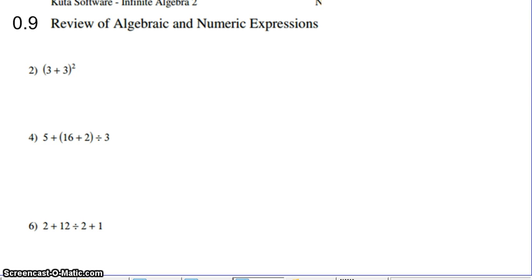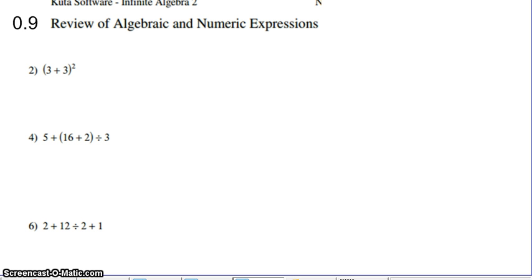Alright, but I want you to copy down and take notes on, as I explain, how to go over these algebraic and numeric expressions. Okay, again, this is just review. You're going to be taking your second quiz and last quiz from this unit in a couple days.